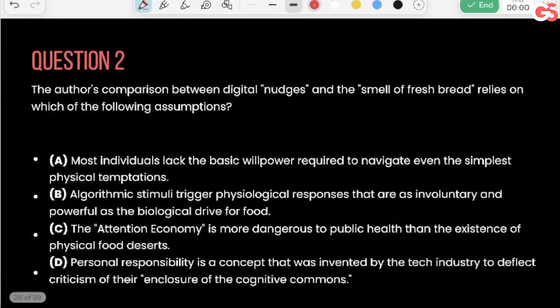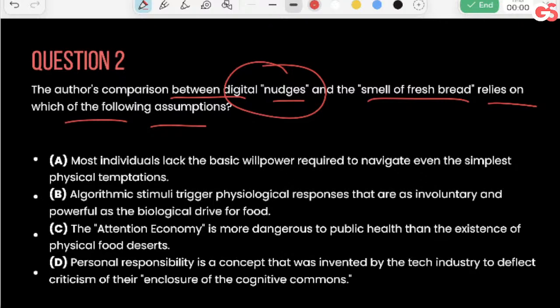The author's comparison between digital nudges and the smell of fresh bread relies on which of the following assumptions. ठीक है, देखो, ब्रेड की एनालॉजी इसलिए दी गई है कि ब्रेड की खुशबू आएगी तो वो सीधा आपकी एक बहुत ही रॉ प्राइमल फीलिंग पे अटैक करता है, वो है भूख. भूख से बड़ी कोई फीलिंग नहीं होती, भूख के लिए लोग सब कुछ करते हैं. तो जितना भूख जैसी प्राइमल फीलिंग पे ब्रेड के द्वारा अटैक किया गया है, वही अटैक डिजिटल नजर से किया जा रहा है. And that is the reason why the smell of fresh bread has been mentioned. Do you understand that?